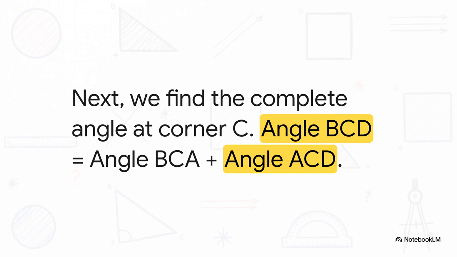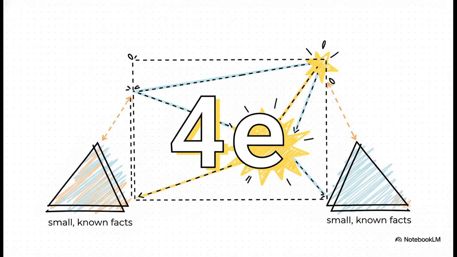Okay, so check this out. We now know both little parts of the angle at corner C. So to find the whole big angle BCD, all we have to do is add them up. So, 3E plus E, that gives us 4E for the total angle BCD. See how this works? It's a perfect example of building a solution. We use one rule to find one small thing, and then we use that to find the next thing. It's like building with Legos.